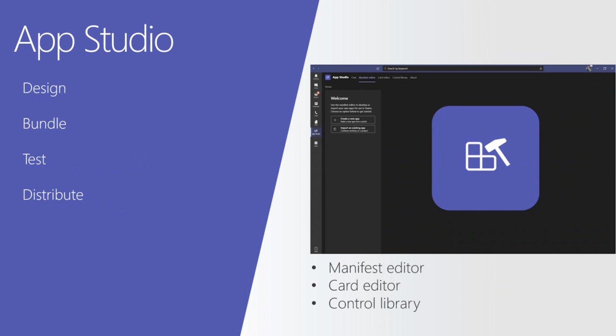A Teams app consists of one or more web apps that are bundled together to present a unified collaboration experience in Teams. Teams understands how these capabilities work together through a JSON-based manifest file. Handcrafting that file is no easy task, which is why we have App Studio.